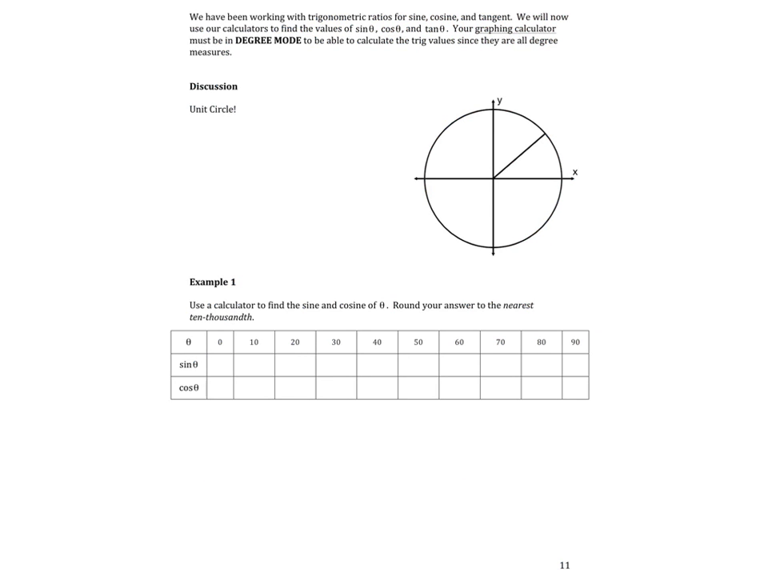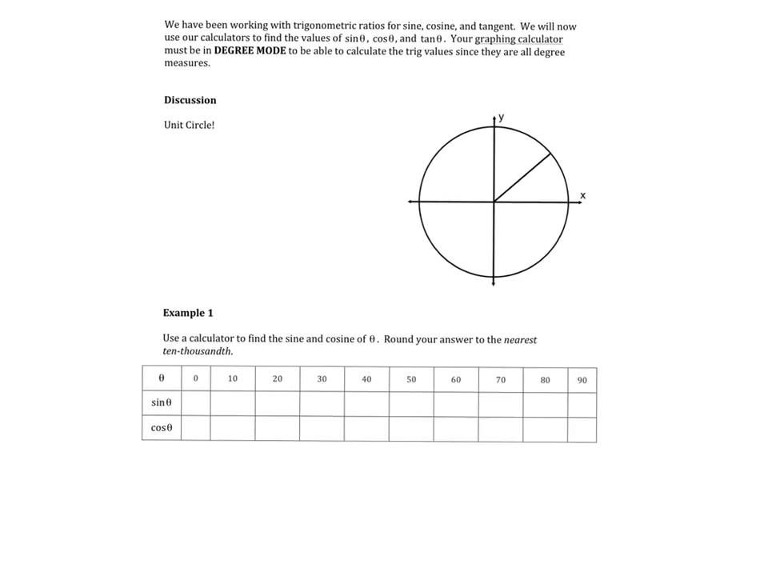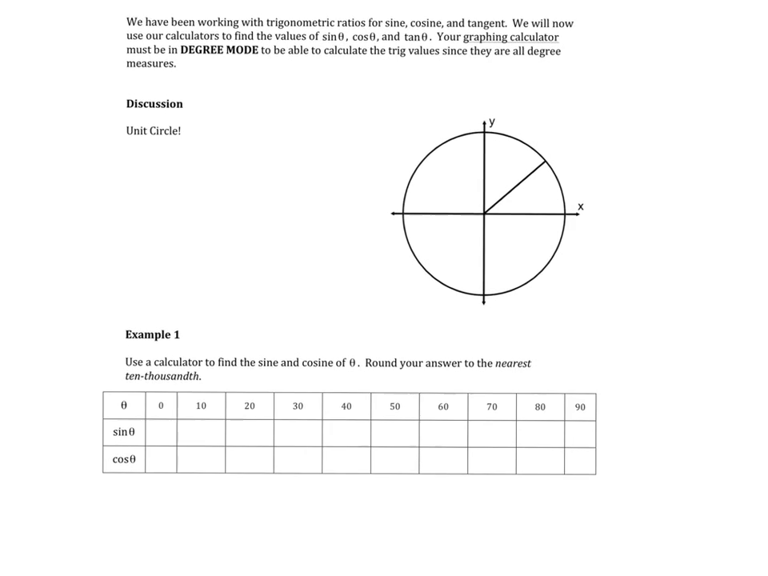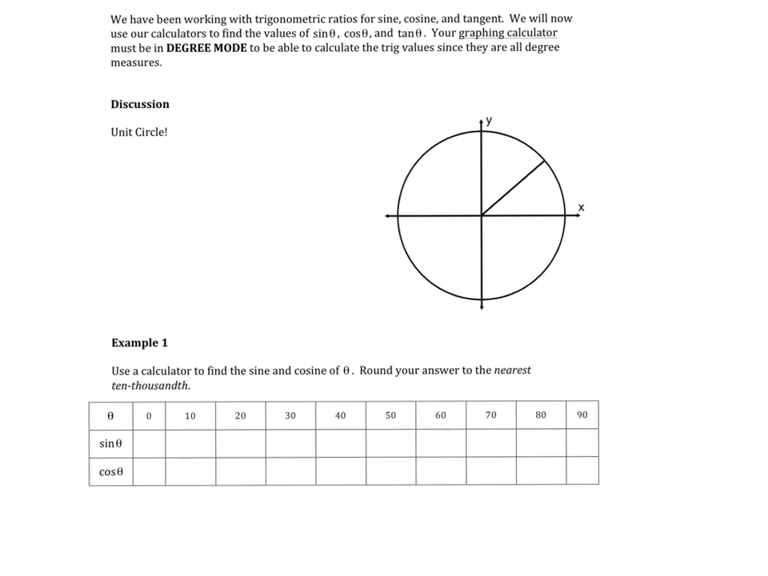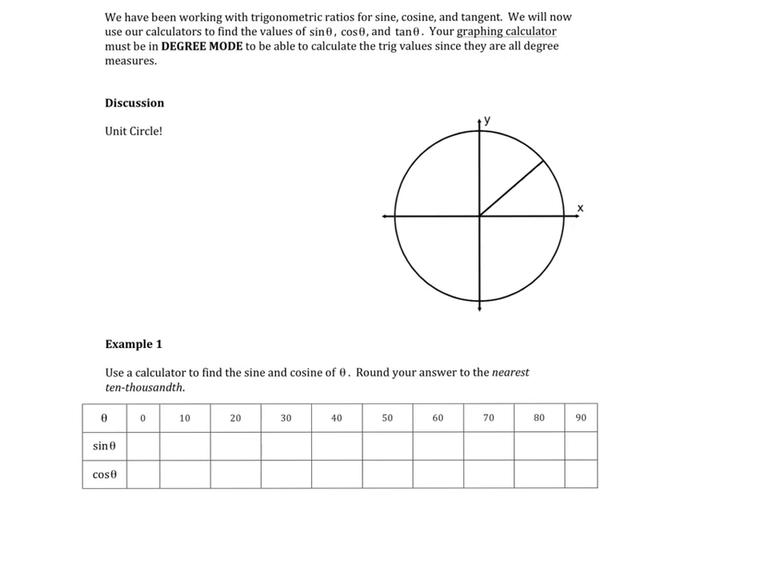So we've been working with trig ratios for sine, cosine, and tangent. We will now use our calculators to find the values of sine of theta, cosine of theta, and tangent of theta. Your graphing calculator must be in degree mode to be able to calculate the trig values, since they are all degree measures. There's so much that goes into a unit circle, and this is going to be the first time that you are going to be working with this. This is the very, very basics of a unit circle, and there is way more than what we are going to touch on, but you'll see a lot more of that in Algebra 2 Trig, and that will be a very exciting time.